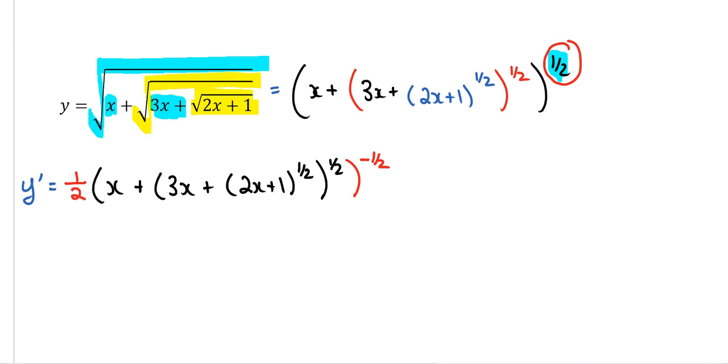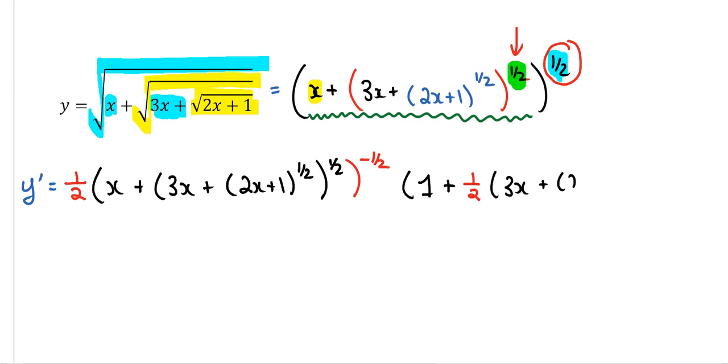And then the chain rule tells us that I need to take the derivative of this inside guy now. If I take the derivative of the inside guy, the first term, I need to take the derivative of this x term, so that's going to be 1 plus... and then I need to take the derivative of this 1/2 term right here. If I put that 1/2 in front, it's going to be 1/2 times (3x plus (2x plus 1)^(1/2)) all to the power of negative 1/2.